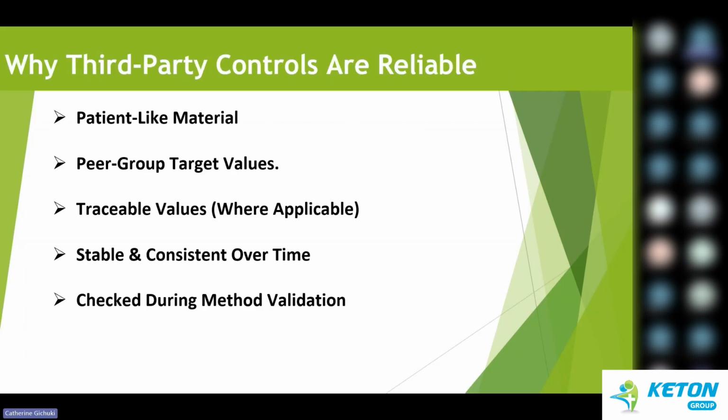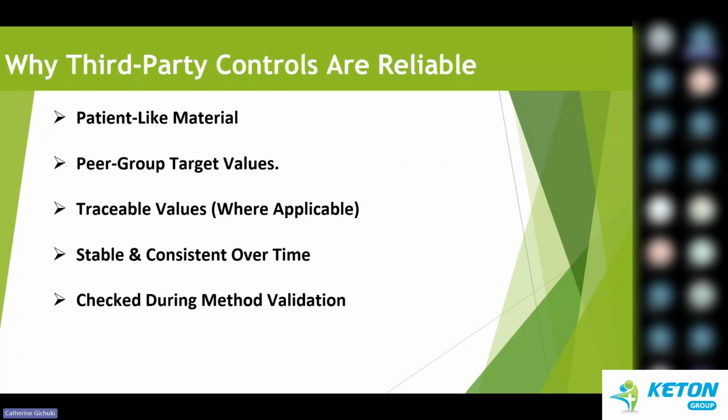Why third-party controls are reliable. Remember, we mentioned that they are reliable. They have been made in patient-like material. They are made to behave like real patient samples. Then the peer group target values: we have target ranges based on results from many labs. We can achieve this.